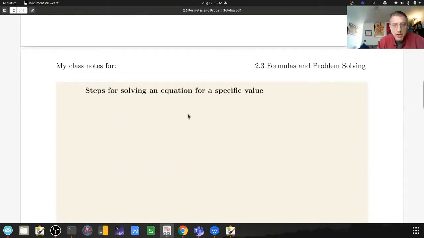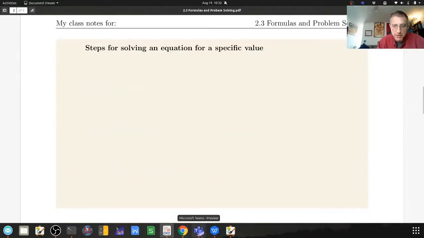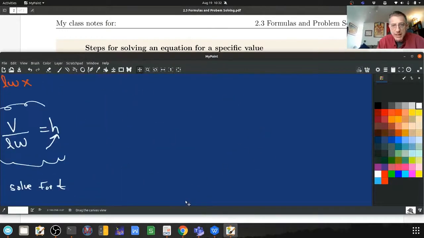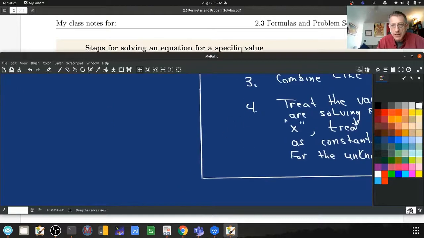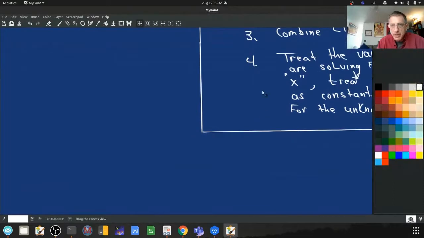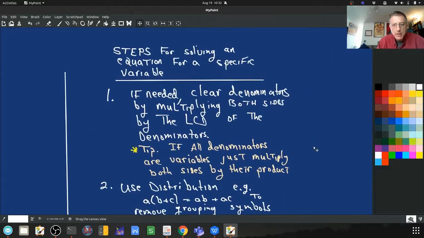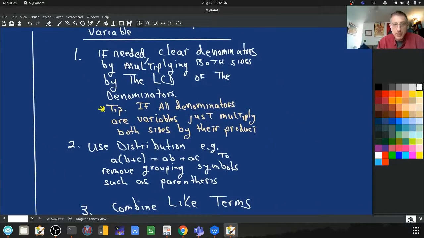So, steps for solving an equation for a specific value. I've actually got that ready and written out, if I just find it. Here it is. Let's make my window big. So here are the steps. Step 1: if needed, and we will need to do this on occasion, clear denominators by multiplying both sides by the LCD. Let me rewrite that over here.